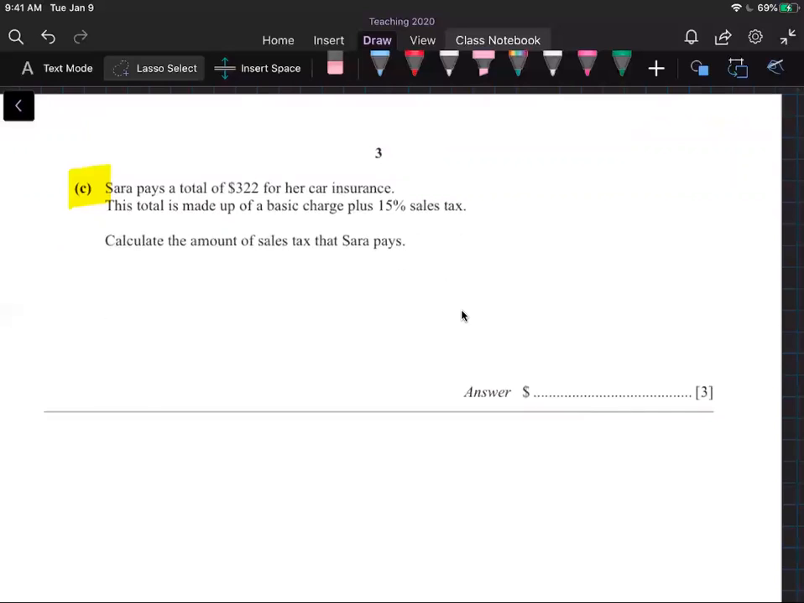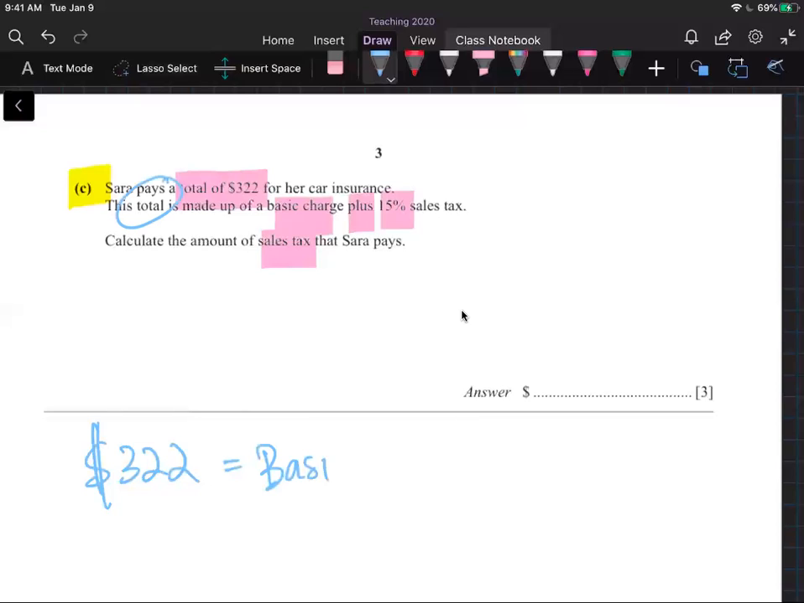Right, so let's read the question here. What it says here is, Sarah pays a total of $322 for her car insurance. So this is the total. This total is made up of basic charge plus 15% tax. You need to find out how much the tax is. So in other words, the total paid is 322 for insurance. What this total is made up of is the basic charge, plus 15% tax. So you need to find out how much this is in dollars.